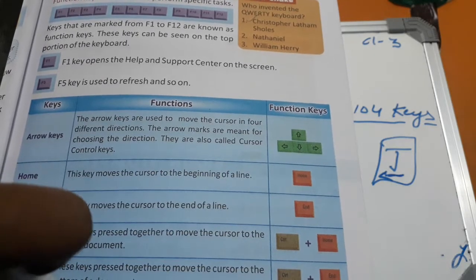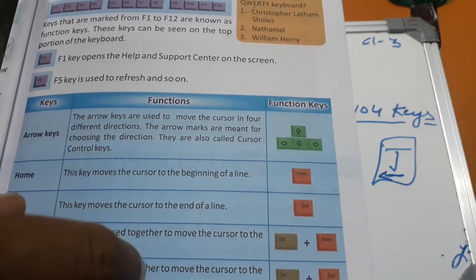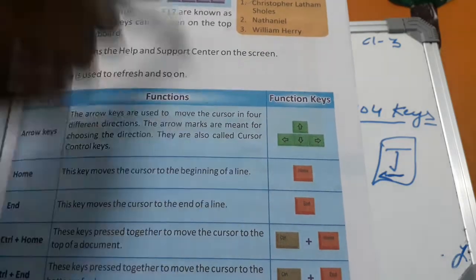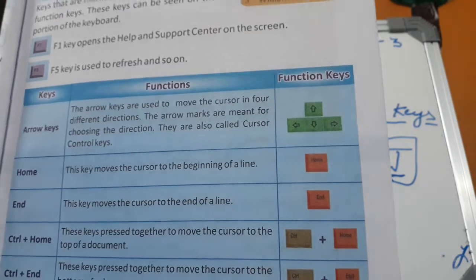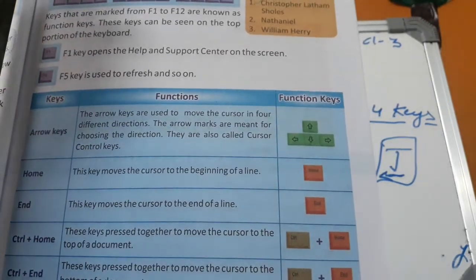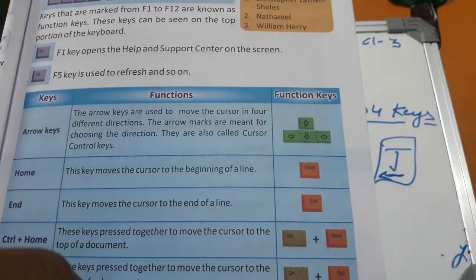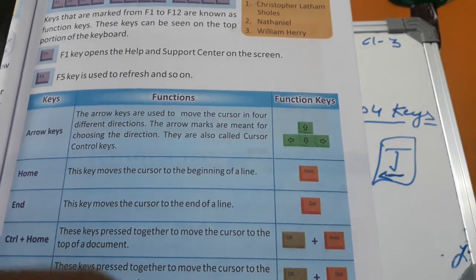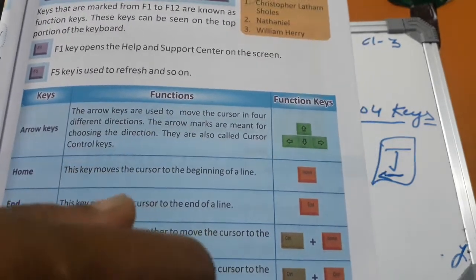Page up. This key moves the cursor up by one screen. If this is a screen, when we use the page up key, the cursor moves up a page. Page down. This key moves the cursor down by one screen. If here is a screen, if we use the page down key, the cursor is here now.